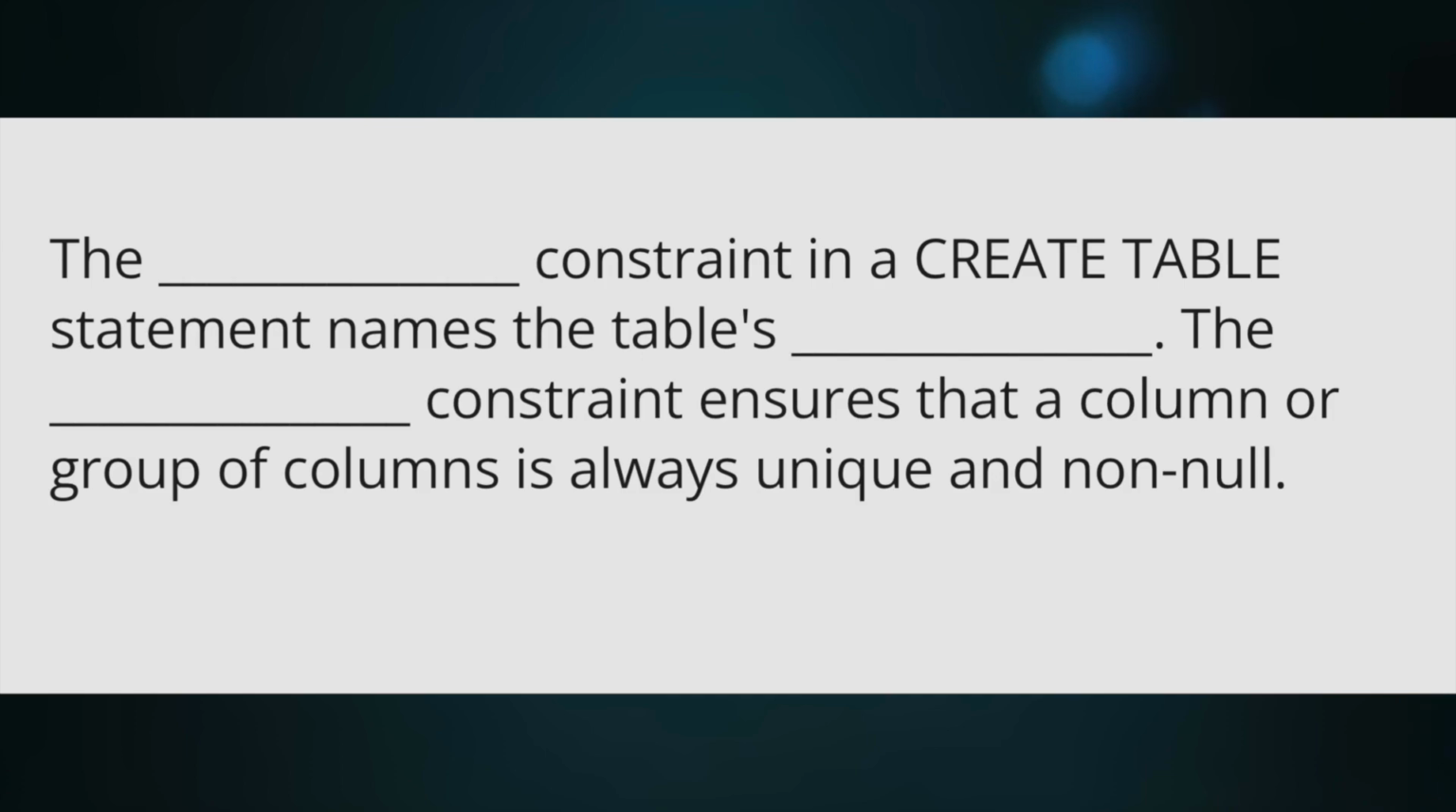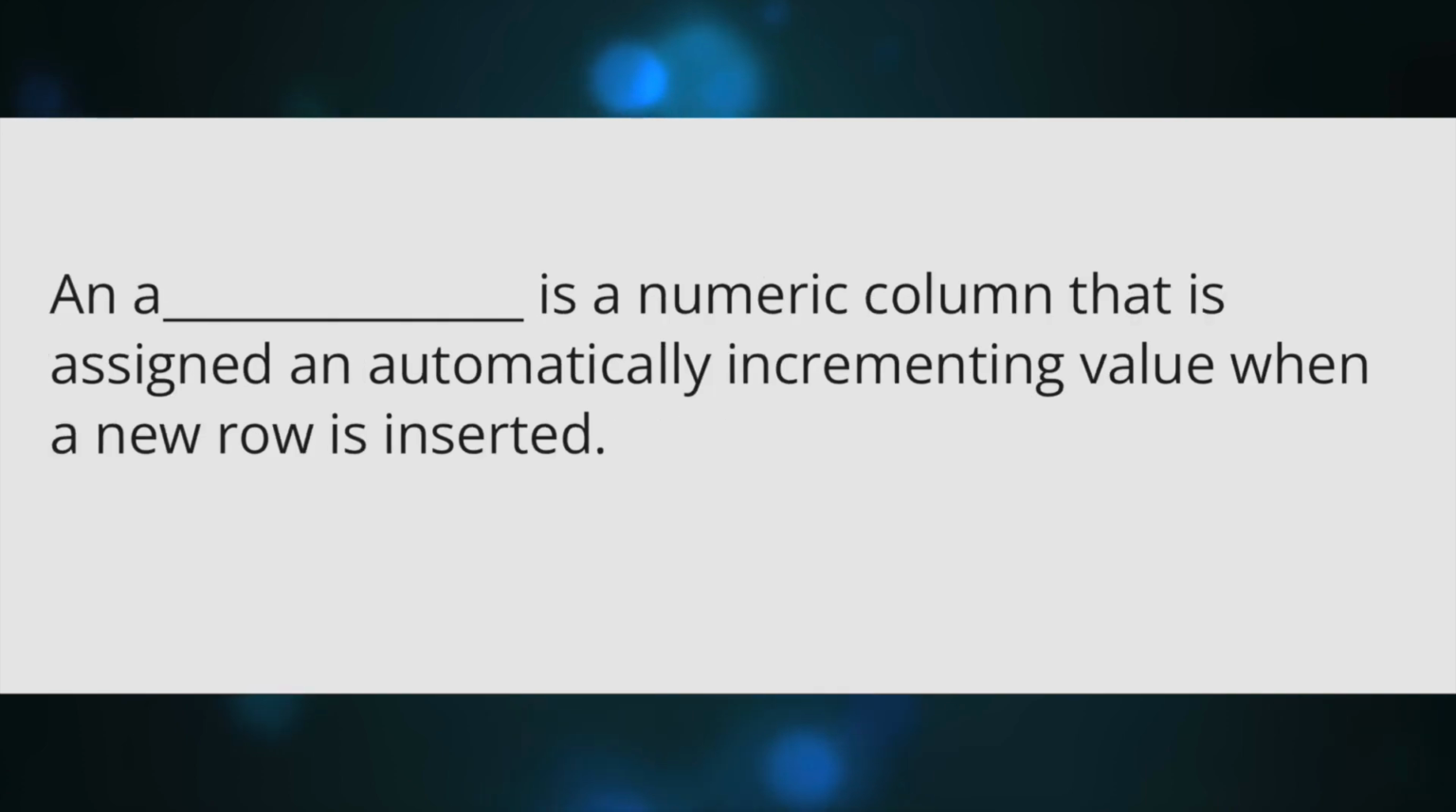So now the primary key constraint ensures that a column or group of columns is always unique and non-null. And non-null just means that it has to have a value in there. It can't just be empty or blank. So that's a constraint. It's just setting up rules and regulations for the table. That'll help you remember it.